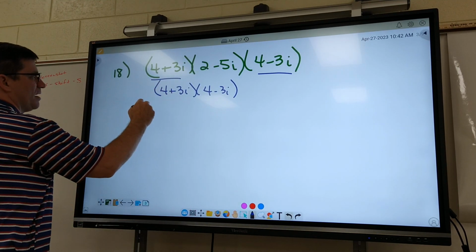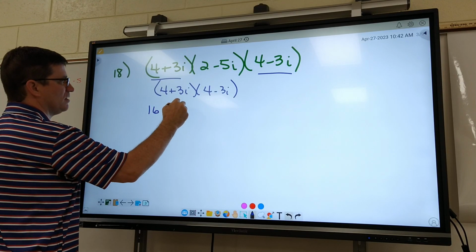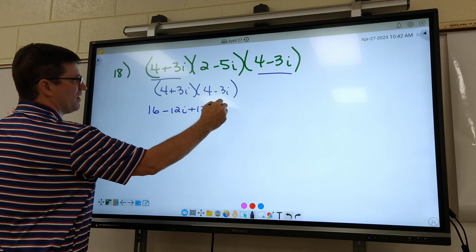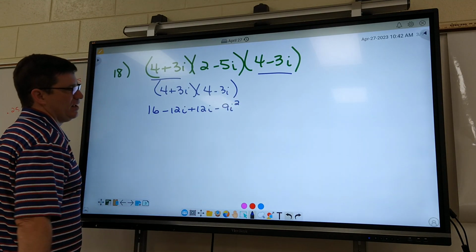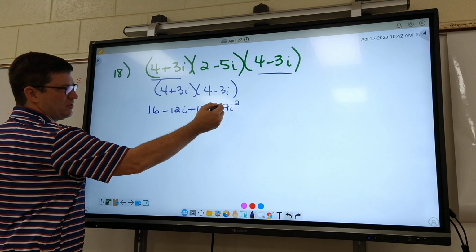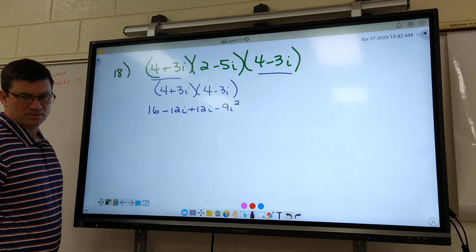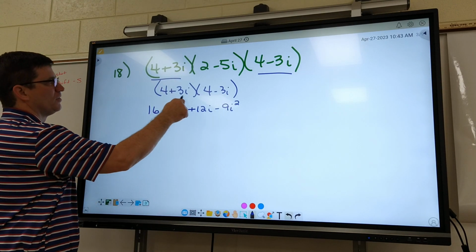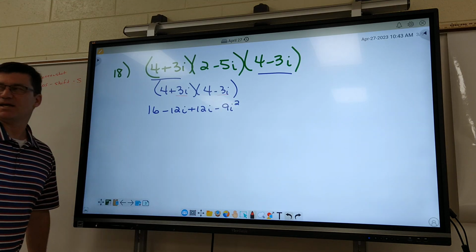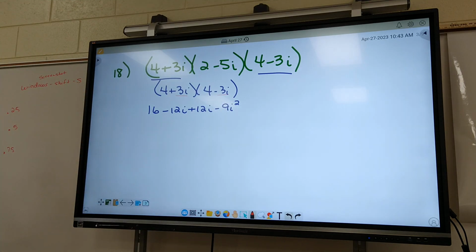If I pull this out, I got 16 minus 12i plus 12i minus 9i squared. Hey, Matthew, what does that i squared do to that negative 9? 3 times negative 3 is negative 9i squared.